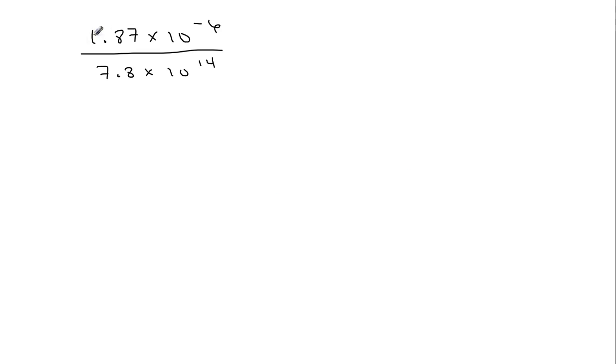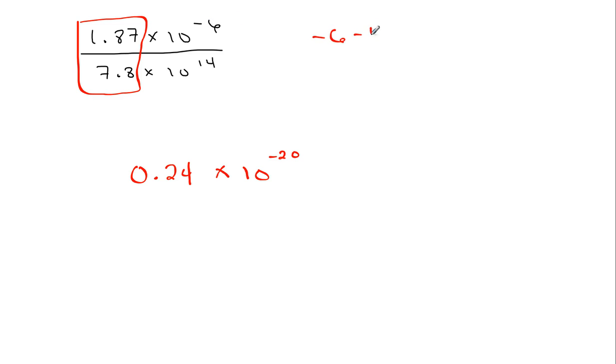And division, so I got 1.87 times 10 to the negative 6th power over 7.8 times 10 to the 14th. I'm going to take care of this part first. 1.87 divided by 7.8, and I get 0.24, rounded. And then times 10 to the, now I have 10 to the negative 6th divided by 10 to the 14th. So I'm going to subtract negative 6 minus 14 and get negative 20, keeping my base of 10. So now I have 0.24 times 10 to the negative 20th.